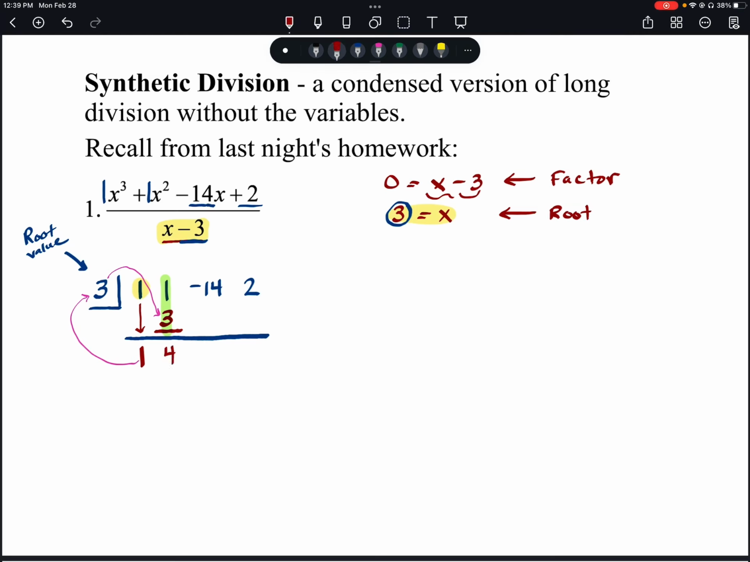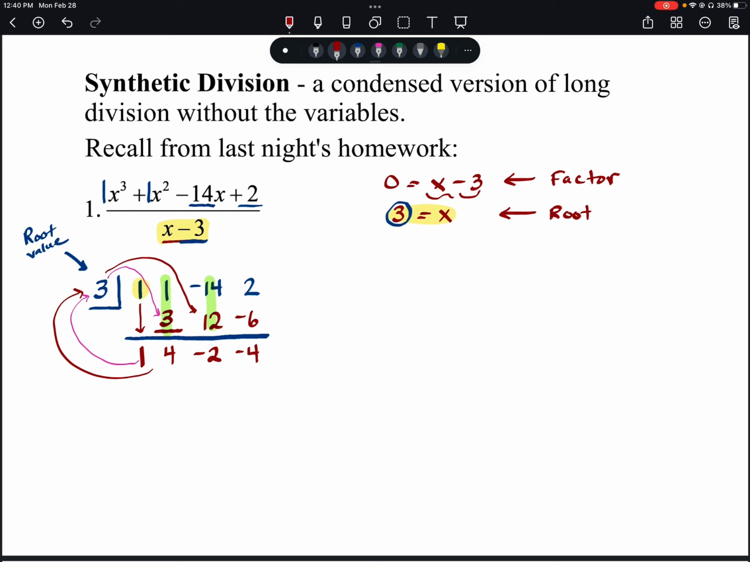And now we do the same process over. We take 4 and multiply it by 3. That's going to give us 12, and that gets written over in here. So we have 12 right here. We add them together again. Negative 14 plus 12 is going to be negative 2. And then we do it again. Negative 2 times our 3 is negative 6. And then when we add those together, we get negative 4.